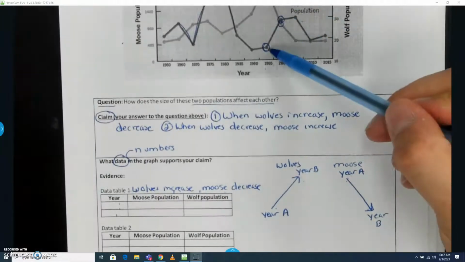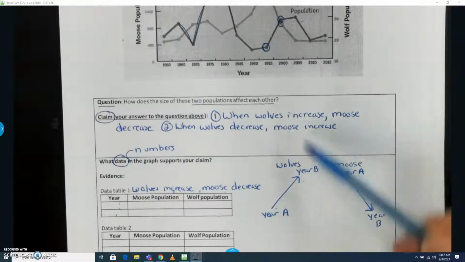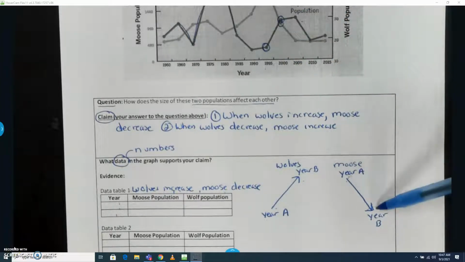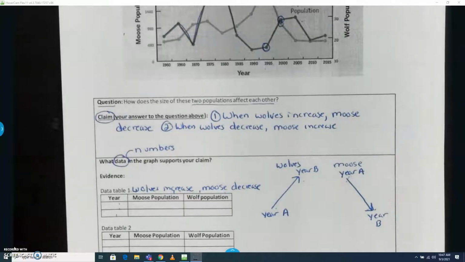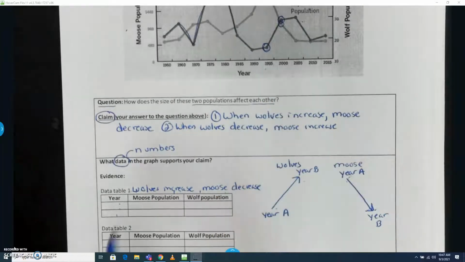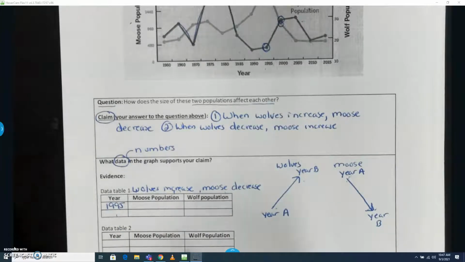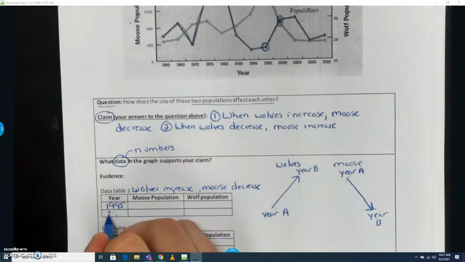Does that graph right here show wolves going from low to high? It does. Does it show moose going from high to low? It does. Great, I can use those 2 years. So 1995 will be my first year. That's where we started. And I'm going to go to 2000.